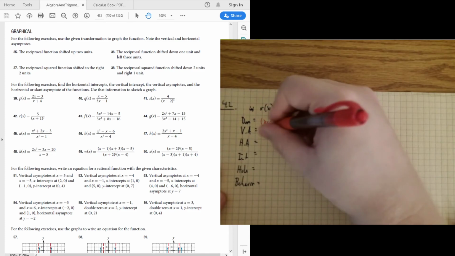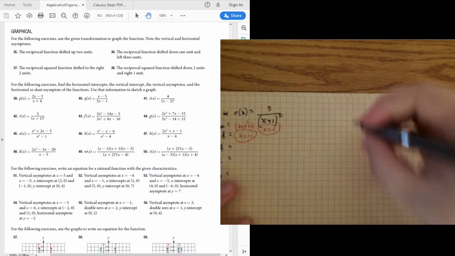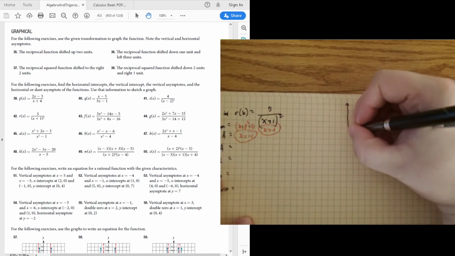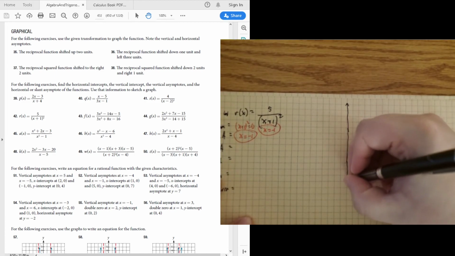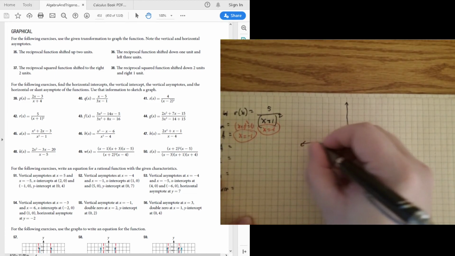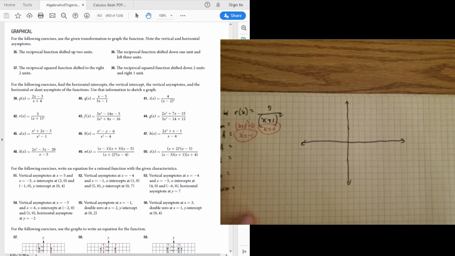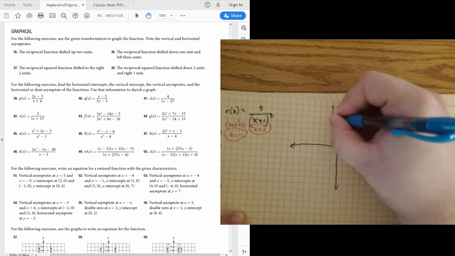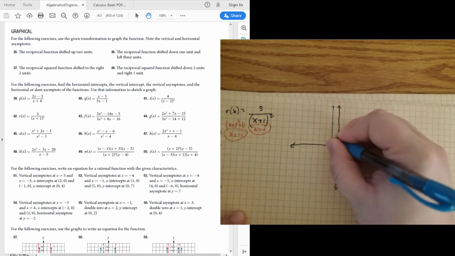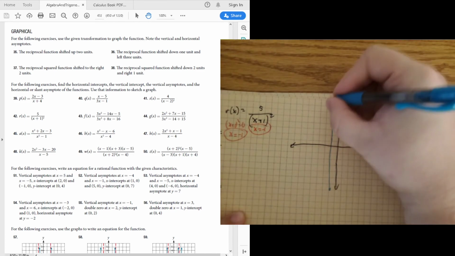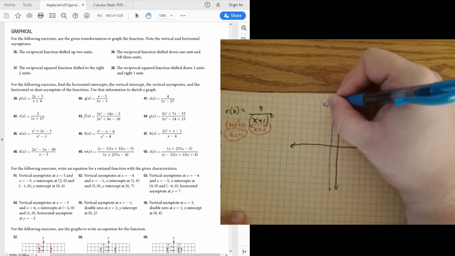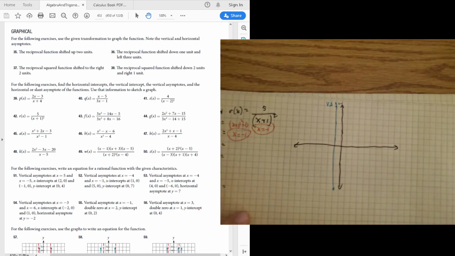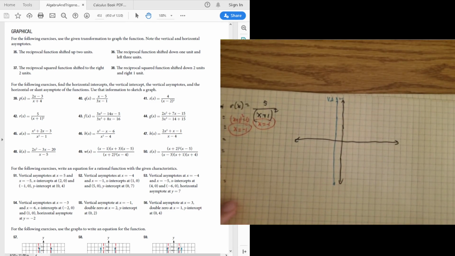a vertical asymptote. So if I'm going to my graph, it helps to wait to draw this till the end, but I'm a rebel. So my vertical asymptote, I'm going to consistently put in blue here. This is my vertical asymptote, and it's when x = -1.